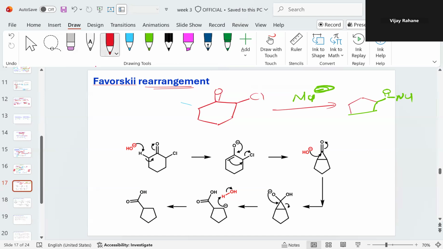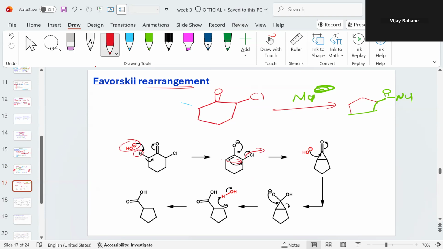So how does the mechanism of this reaction work? The base attracts the proton. Obviously, we know the proton adjacent to the carbonyl group is acidic. So once this proton is attracted, an anion forms on the center, which will obviously be in conjugation with this oxygen. When it comes back, it will directly attack the adjacent carbon and this chlorine gets eliminated.